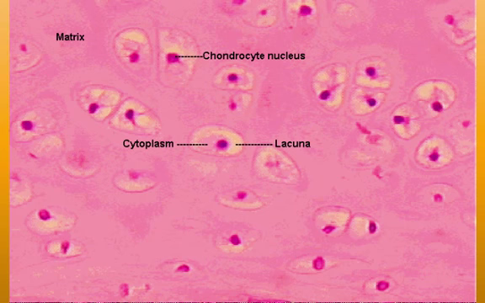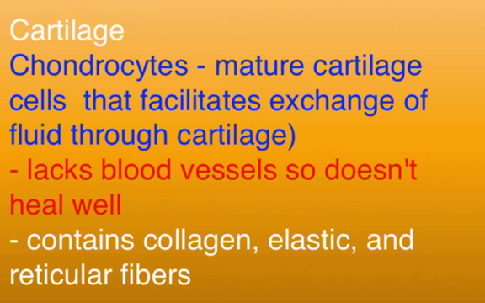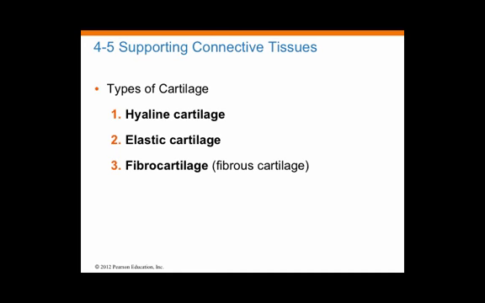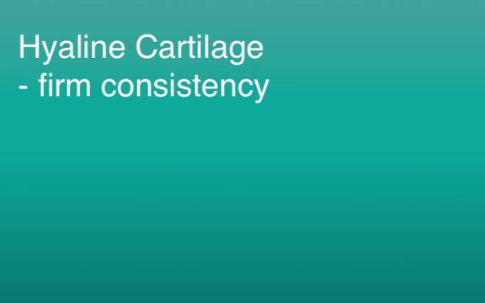Fully mature chondrocytes tend to be round, and they may cluster together in small groups within the network of the cartilage. Cartilage contains collagen, elastic, and reticular fibers within its matrix, allowing it to bend easily, yet hard to break. There are 3 types of cartilages: hyaline cartilage, elastic cartilage, and fibrocartilage. Hyaline cartilage is found on many joint surfaces.